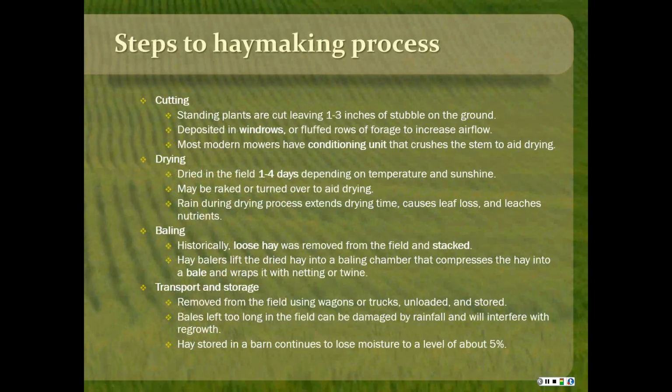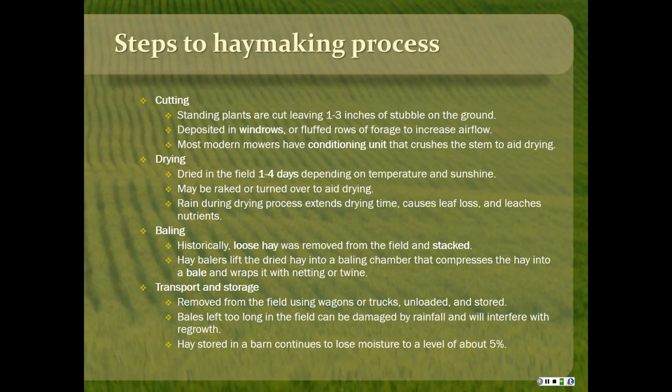So there are 4 steps to hay making. First, cutting. The plants are cut, leaving 1 to 3 inches of stubble on the ground. Deposited windrows are just fluffed rows of forage, to increase airflow. Airflow is necessary for drying.